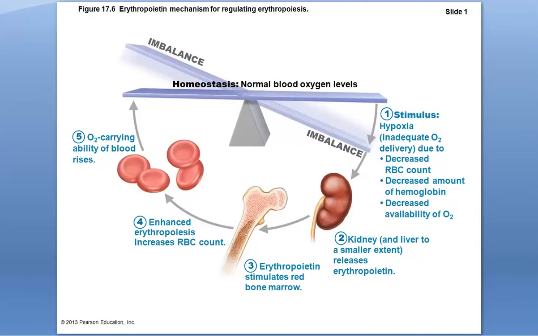Question number 5. Describe how O2 is transported in blood. And question number 6. Describe the 3 ways in which carbon dioxide, CO2, is transported in blood.